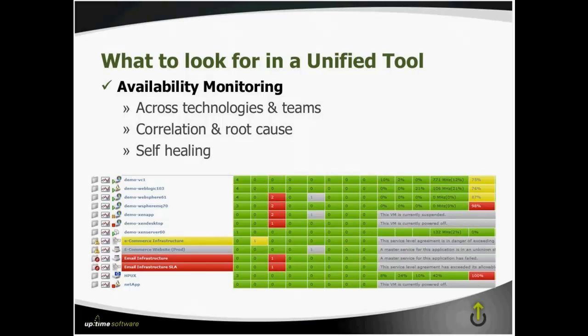The third thing is all about availability monitoring. So of course, this is just simple looking for a tool that will do up-down monitoring. That's level one. What you really want to look for is a tool that provides monitoring across all of your different technologies, all of your different teams, and all of your different silos, and that provides you with a correlation and root cause across all of those things.